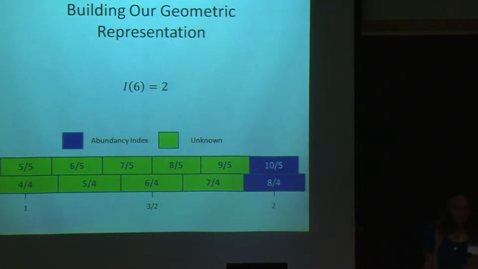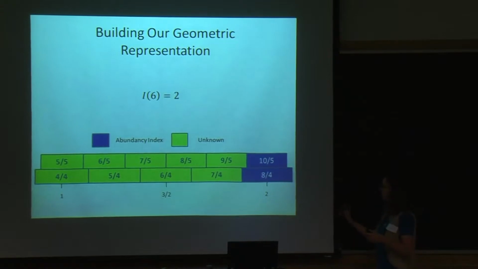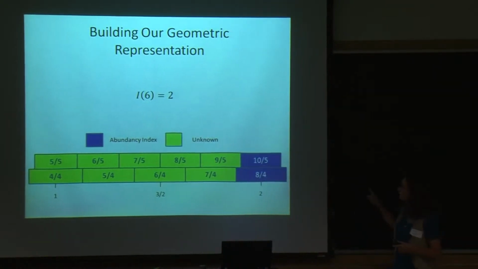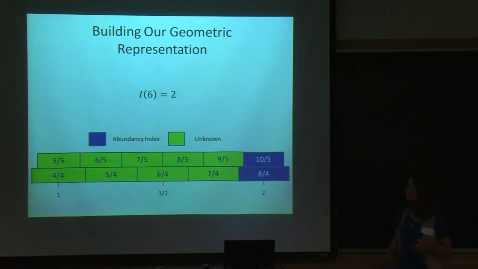So we'll start by creating our picture now. Here we have rational numbers that fall in the range from 1 to 2. Right now, we've grabbed 2 lines. We have rational numbers with denominators of 4, and then on top, rational numbers with a denominator of 5. So inside the rectangle, we have the fraction, and we're going to center that above where the number would fall if we had a number line at the bottom of our screen. So whenever we have an abundancy index, we'll color these squares blue.